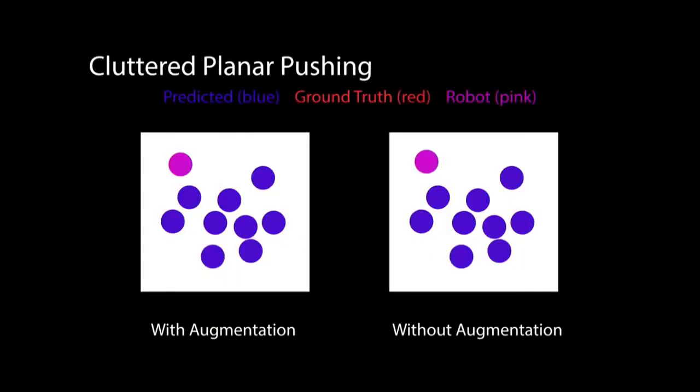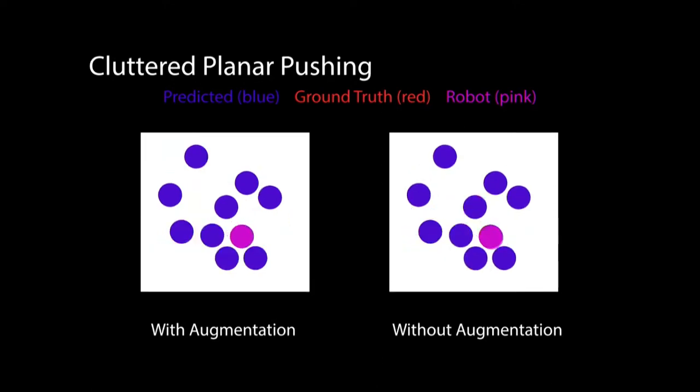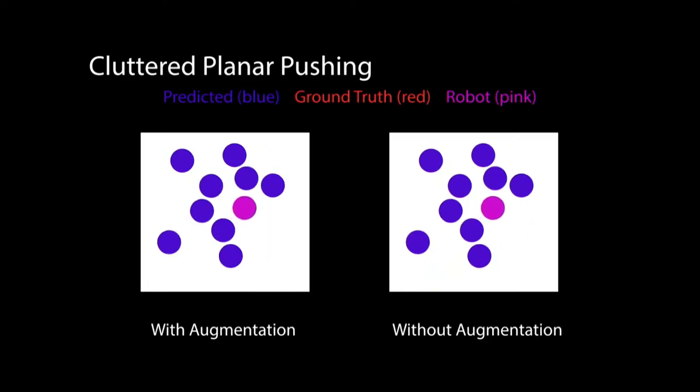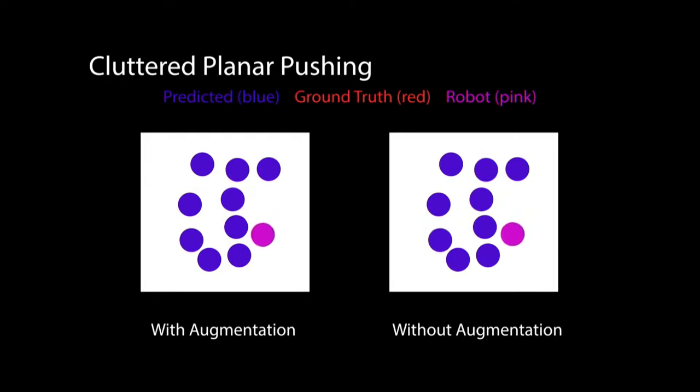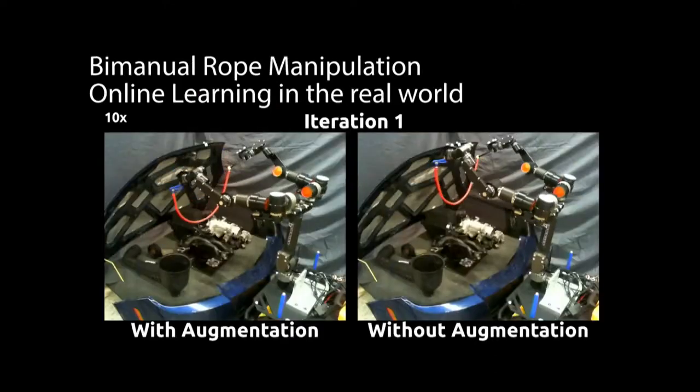Next, we evaluated augmentation on a simulated cluttered planar pushing task. The robot's end-effector is shown as a pink cylinder, and the red cylinders are the objects being pushed. We apply augmentation to the training data for the dynamics model. The predictions of the trained model are shown in blue. Note how the predictions with augmentations have less drift, less penetration, and are closer to the true positions.